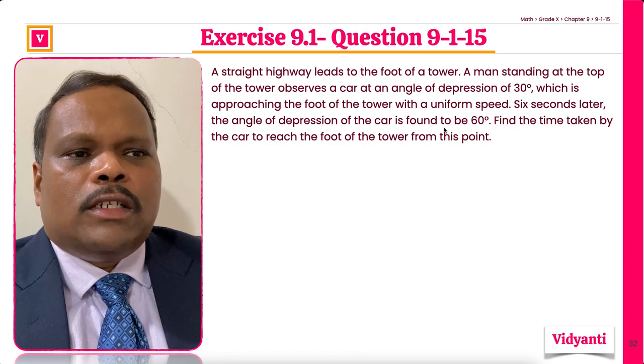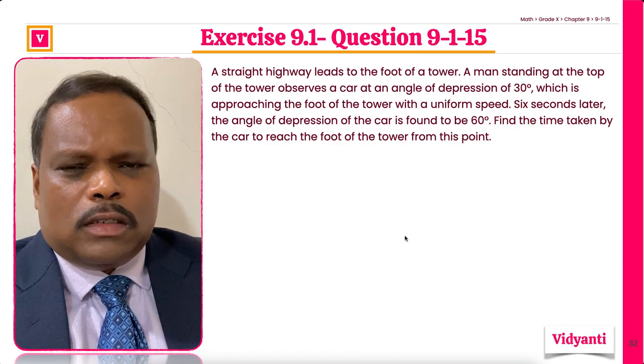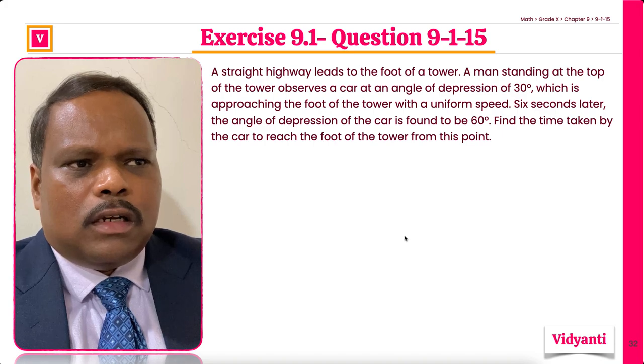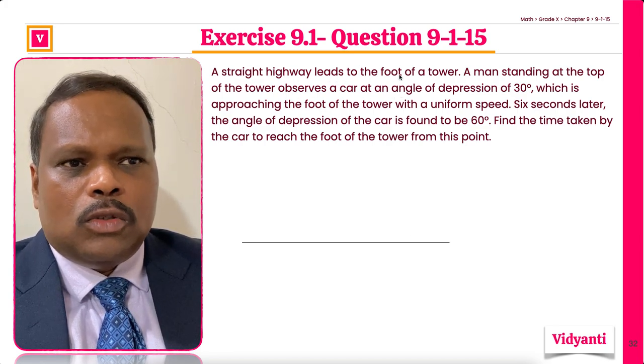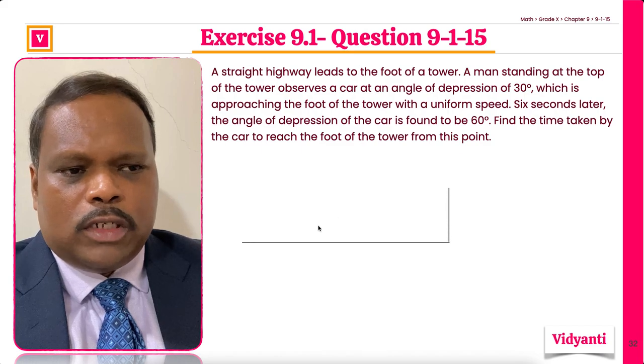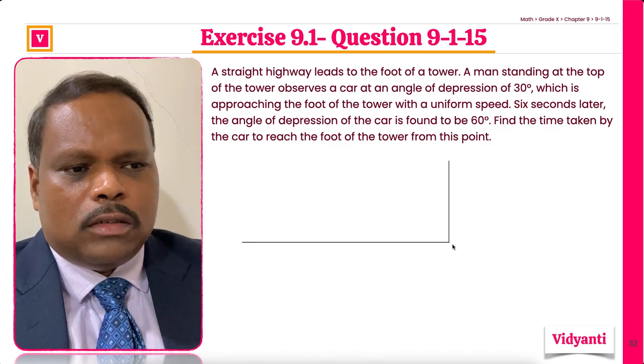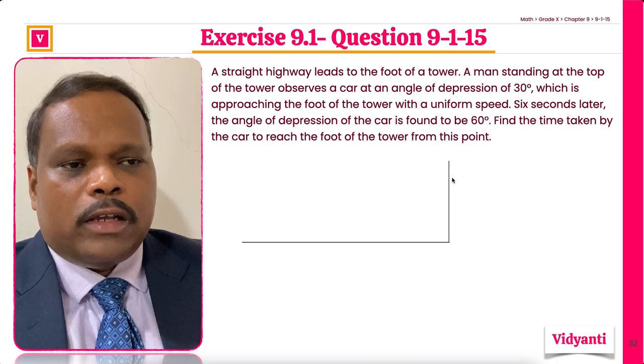A straight highway leads to the foot of the tower. This is a little bit tricky question. Let me show you what is happening here. This is the road, the straight highway. It leads to the foot of the tower, so eventually, if you don't do anything, you will land at the foot of the tower. This is the tower, assumed to be vertical.